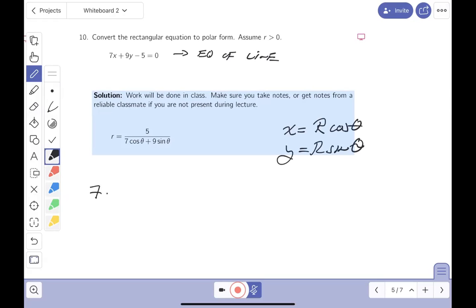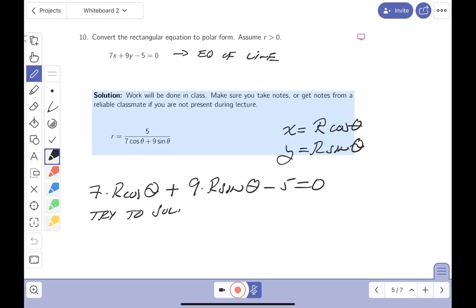Okay, let's write that down. 7 times x. What's x? r cosine theta, plus 9 times y, and that's r sine theta, minus 5 equals 0. By the way, there's nothing wrong with the way it's written, but I'll be honest with you, a lot of people look at it and say, why would you write it that way? Typically, we try to solve for, well, if we're in a Cartesian system, we would solve for y, right?